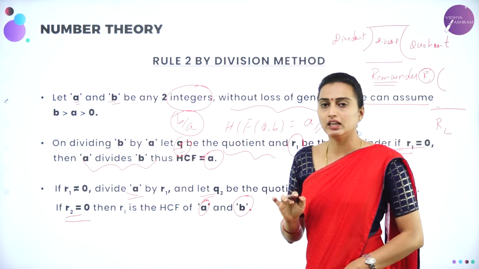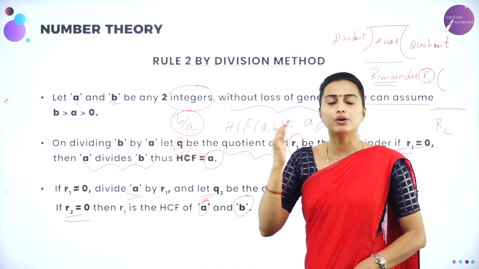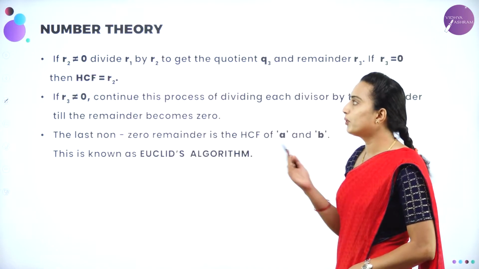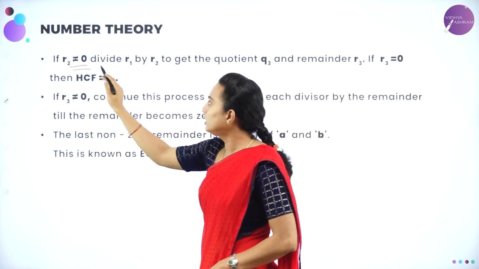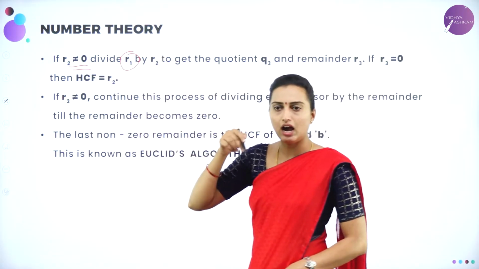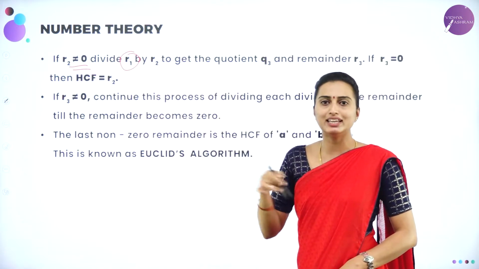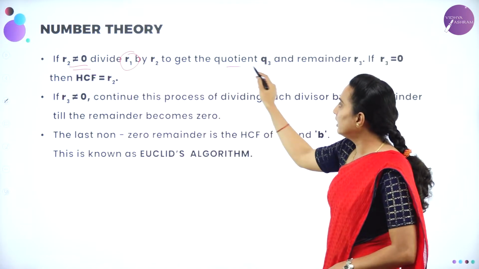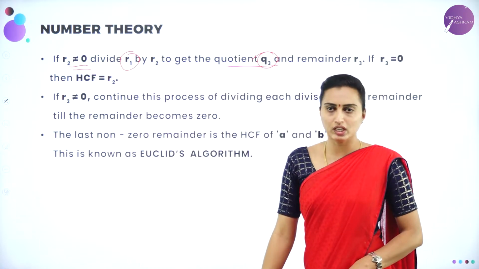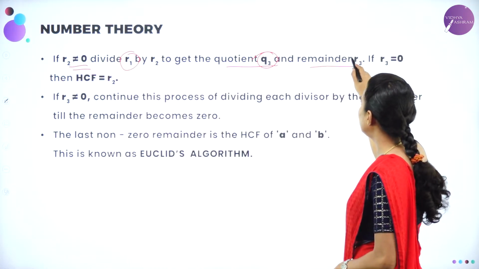Suppose R2 is not equal to 0. What are you going to do? Again you are going to do the process. If R2 is not equal to 0, divide R1 by R2. The procedure will continue on, dividing each other, and you get the quotient Q3 and the remainder R3.